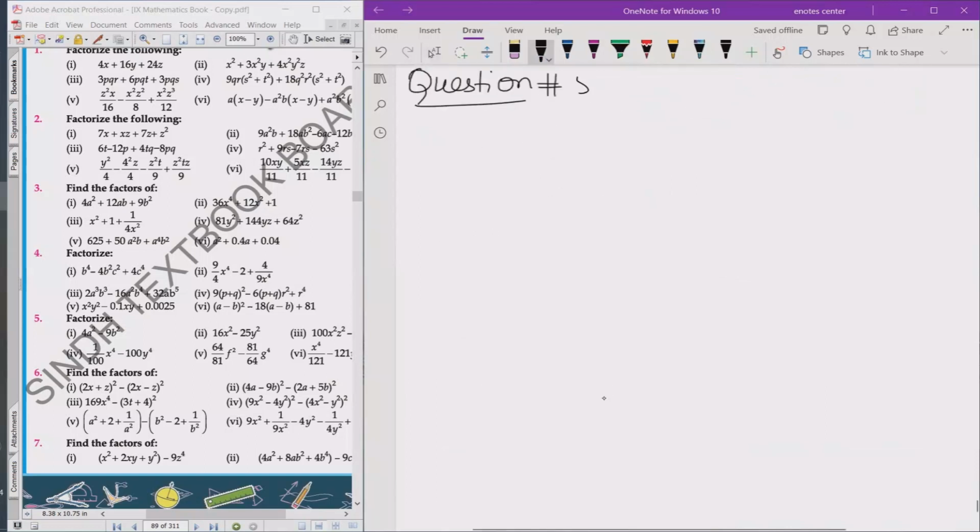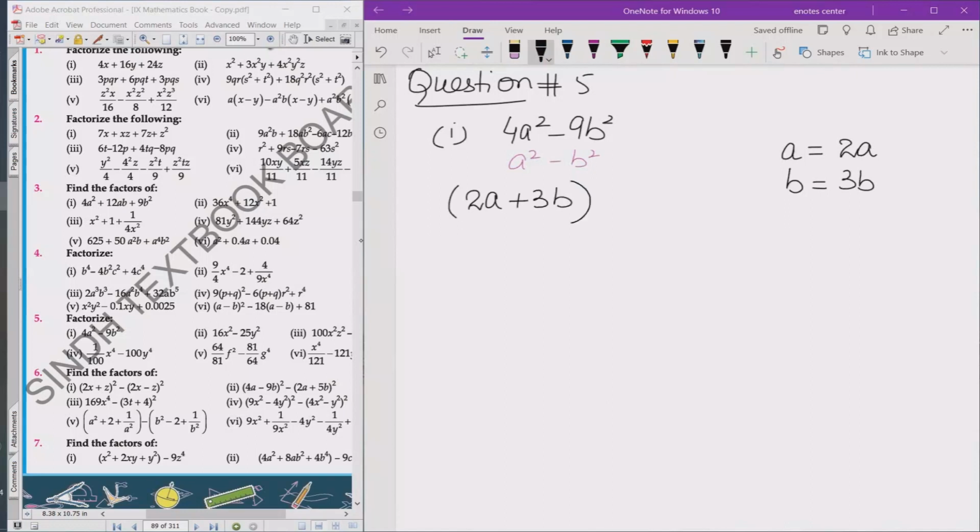In question number 5, we have part 1. Part 1 is 4a square minus 9b square. First we will decide what a and b are here. A is 2a and b is 3b. So now it's very easy to factorize: a square minus b square equals 2a plus 3b times 2a minus 3b. So this is the answer of this question.